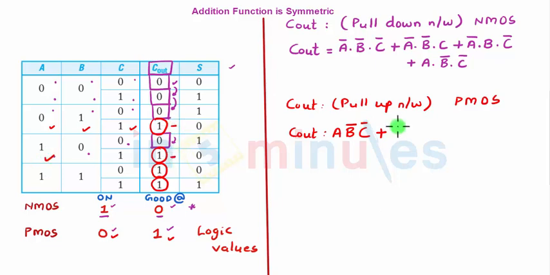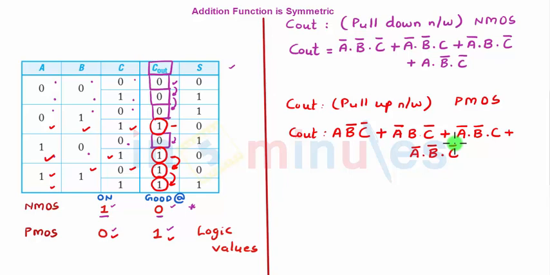A is 1. Again, it does not turn on when a 1 is applied, so A bar. B is 0, so B as it is. And C is 1, so again C bar. Or another case: A is 1, so A bar, B is 1, so another bar, and C is 0, so this is satisfied. Or the last case: A is 1, so A bar, B is 1, so B bar, and C is 1, so another bar. Why? Because it does not turn on when a 1 is applied. So wherever there is 0, we don't put a bar, but whenever there is 1, we put a bar, which is exactly opposite to what we did for NMOS.